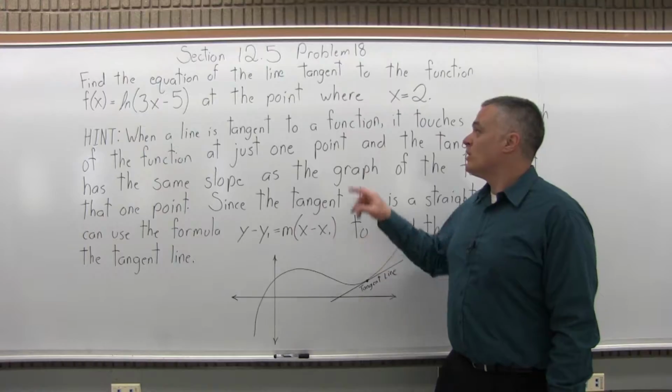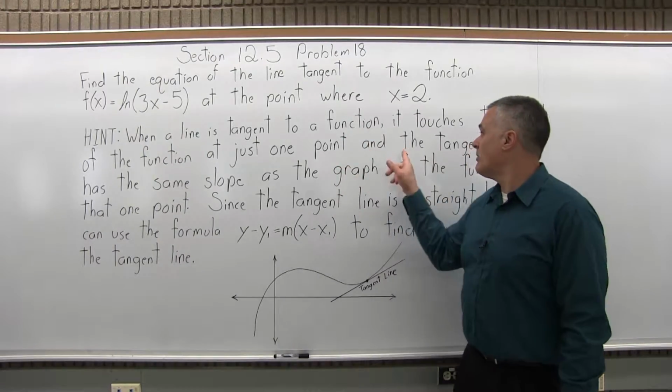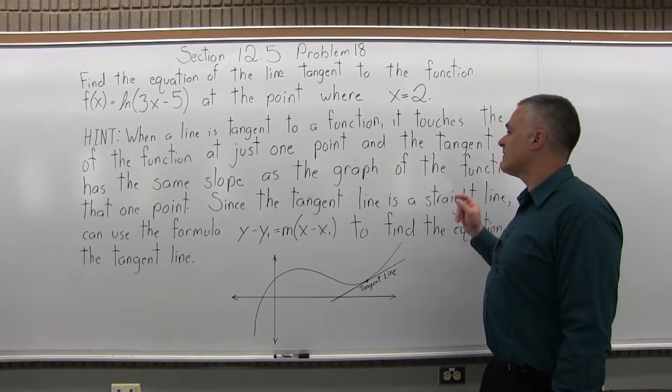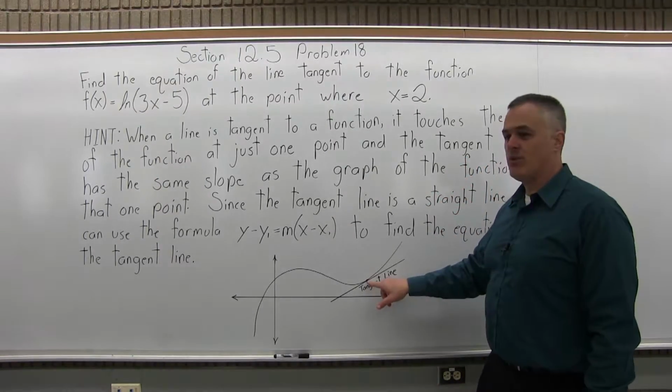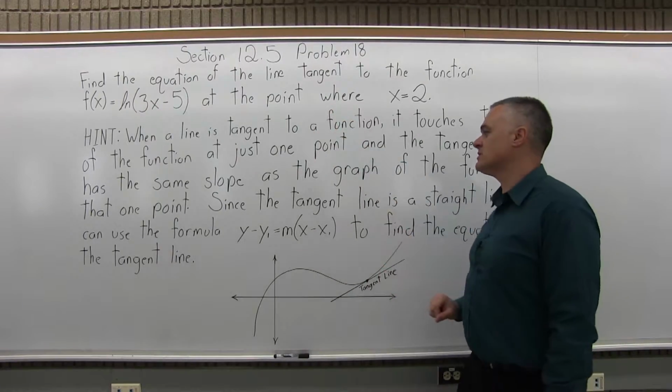It says, hint, when a line is tangent to a function, it touches the graph of the function at just one point, and the tangent line has the same slope as the graph of the function at that one point, like the little drawing here. And this is a general drawing. It's not specific to this function.